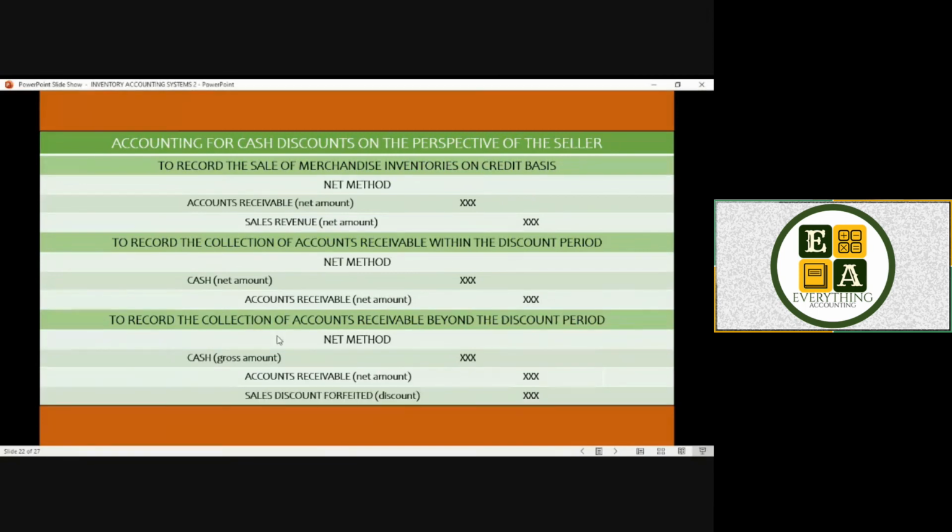So, to record the collection of accounts receivable beyond the discount period, since it is already beyond the discount period, we debit cash at the gross amount because we collect everything. Then, we credit accounts receivable at the net amount because that is what we recorded earlier. Then, we credit again sales discount forfeited at the amount of the discount. The sales discount forfeited account is an other income account. It is treated as other income in the income statement or profit or loss statement.